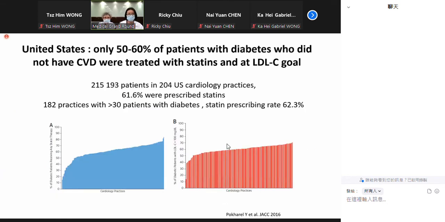So in reality, how well are we managing patients with statins, and how many people are at goal? These are quite depressing statistics from the United States. In that study, only 50 to 60% of patients with diabetes who did not have CVD were actually treated with statins and at LDL goal. The statin prescribing rate is maybe not as high as we'd like, and definitely not necessarily improving over time.